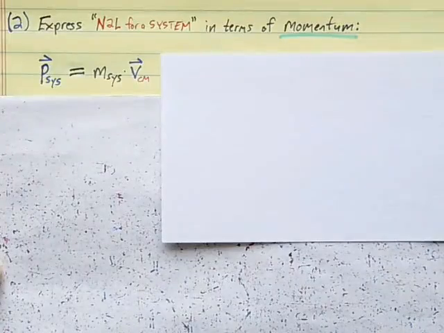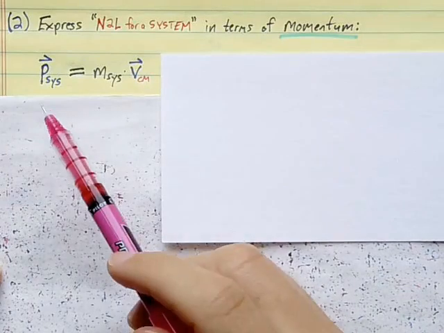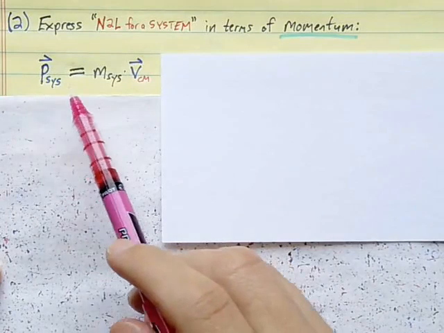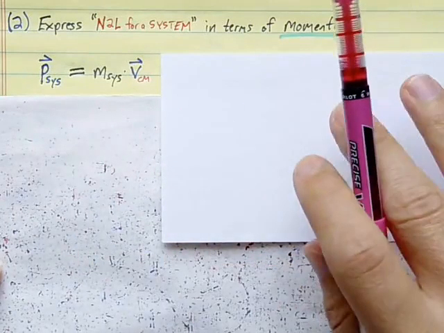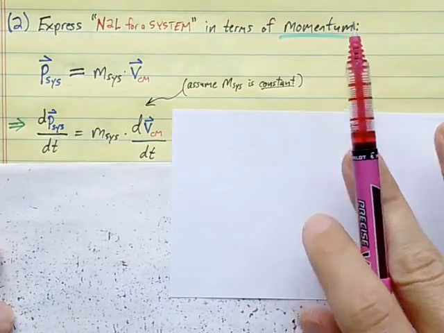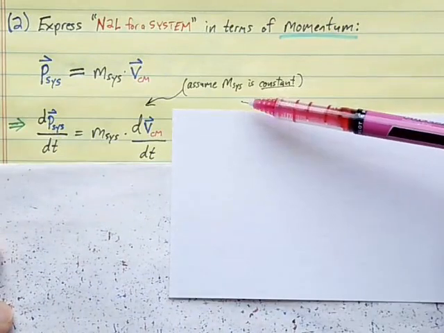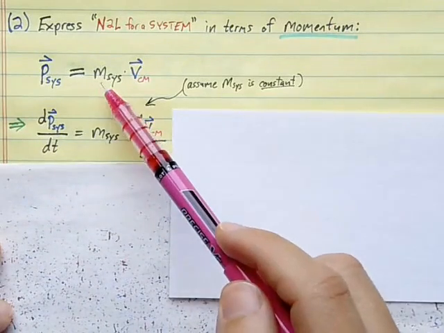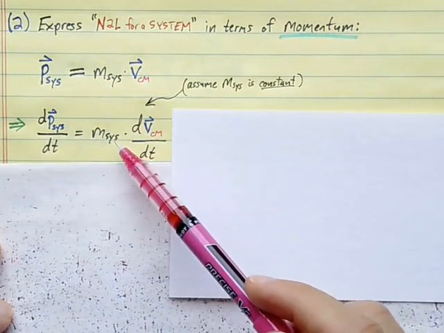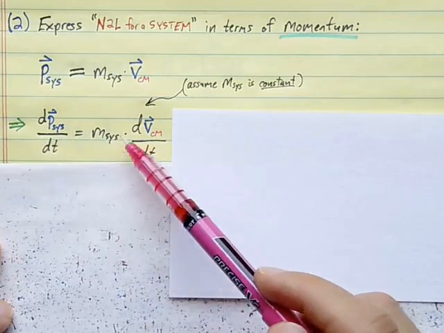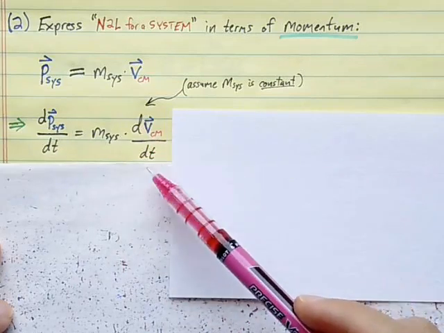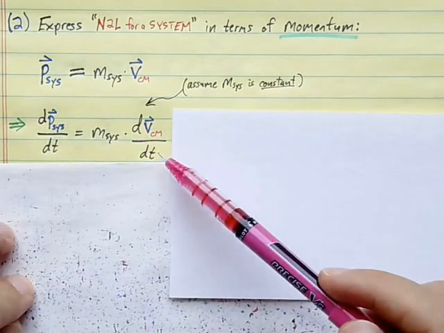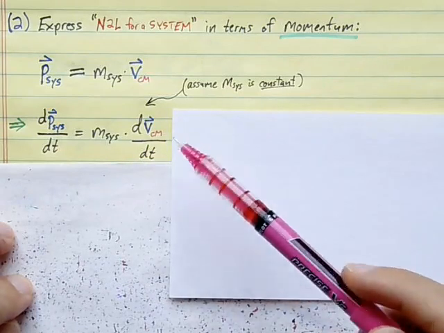We've defined the momentum of a system, and now let's look at the time rate of change of that momentum. So let's take the time derivative of this equation, d/dt of both sides, and assume that the total mass of the system stays constant, so the system isn't gaining or losing any mass. Then the mass of the system comes out of our derivative, and we have dp_sys/dt equals the mass of the system times the time derivative of the velocity of the center of mass, which of course represents the acceleration of the center of mass.